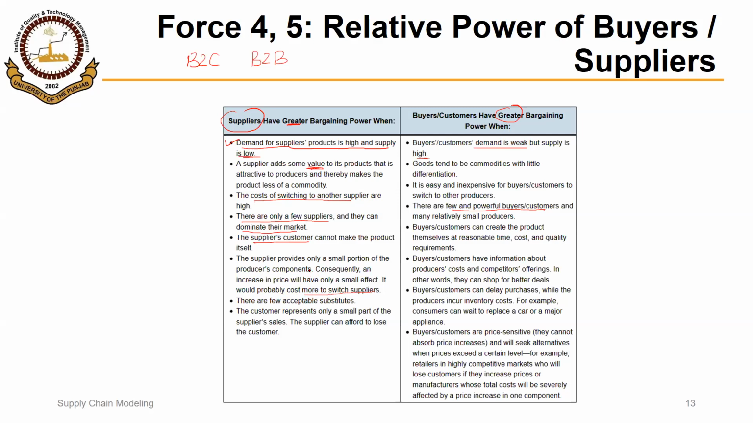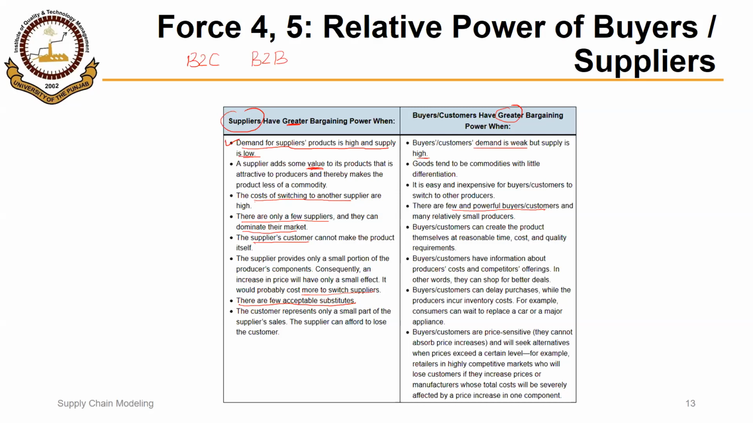So if there is a small quantity being supplied by the supplier, from the customer's point of view, it is very hard to switch from one supplier to the next because of the small quantity. Rather, it will prefer to let the supplier increase the cost instead of switching to another supplier, because it may cost even more. There are few acceptable substitutes, as we saw in the previous slide, so the product being made by the supplier is the only option to fulfill certain needs. So there is no alternate product available. In that case, suppliers will have high bargaining power.